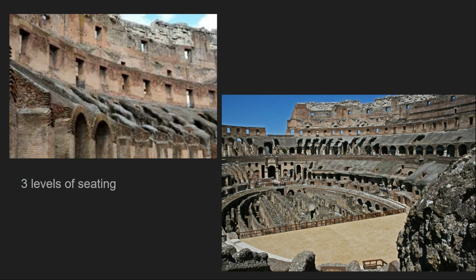So I talked about the three levels of seating. If we notice in these images, we have these three levels. Over here on the left, we have a little bit of the remnants of the nicer marble-covered seats. And so this was free to all Romans. But just like today, where the more expensive seats are closer to the stage or the floor, and the higher up you go, the cheaper it is, you're still designated to certain areas depending on your class and social status.